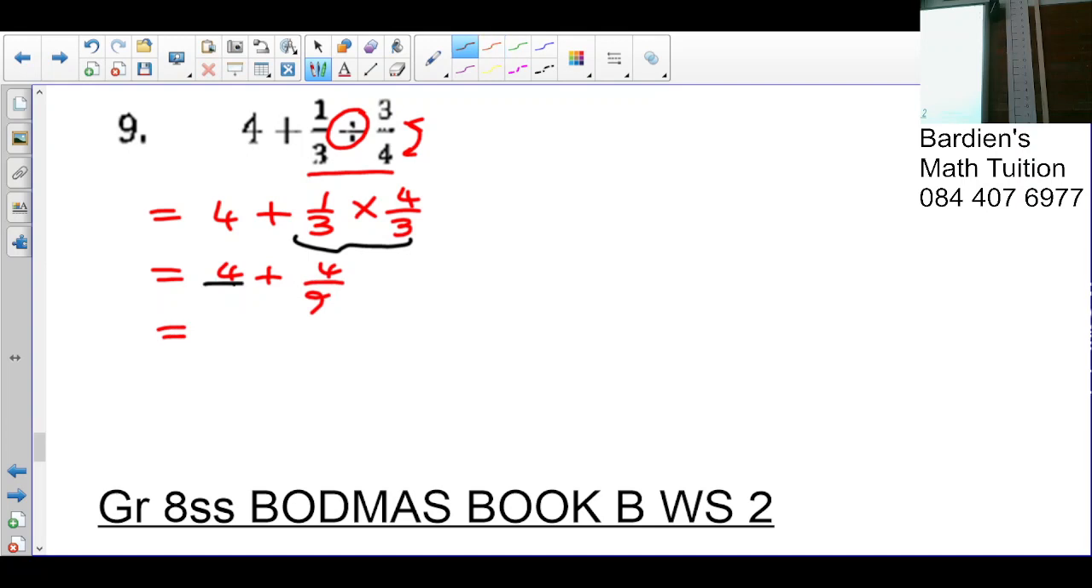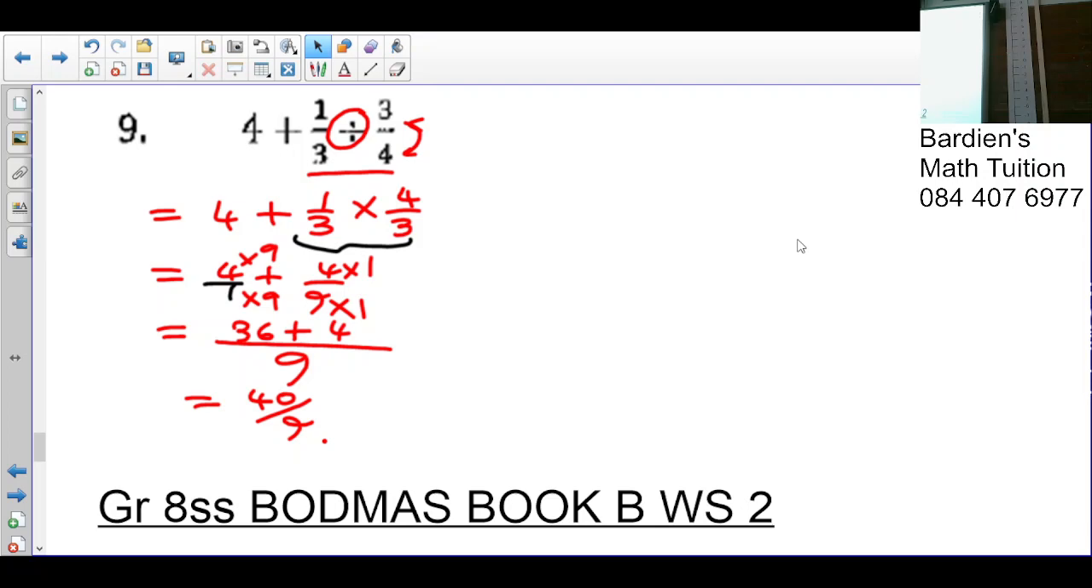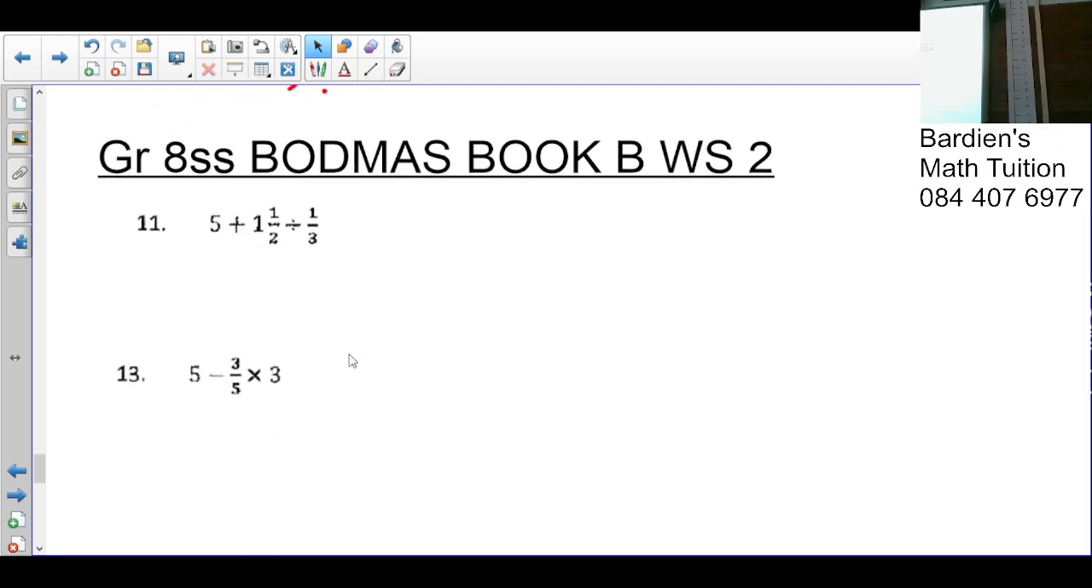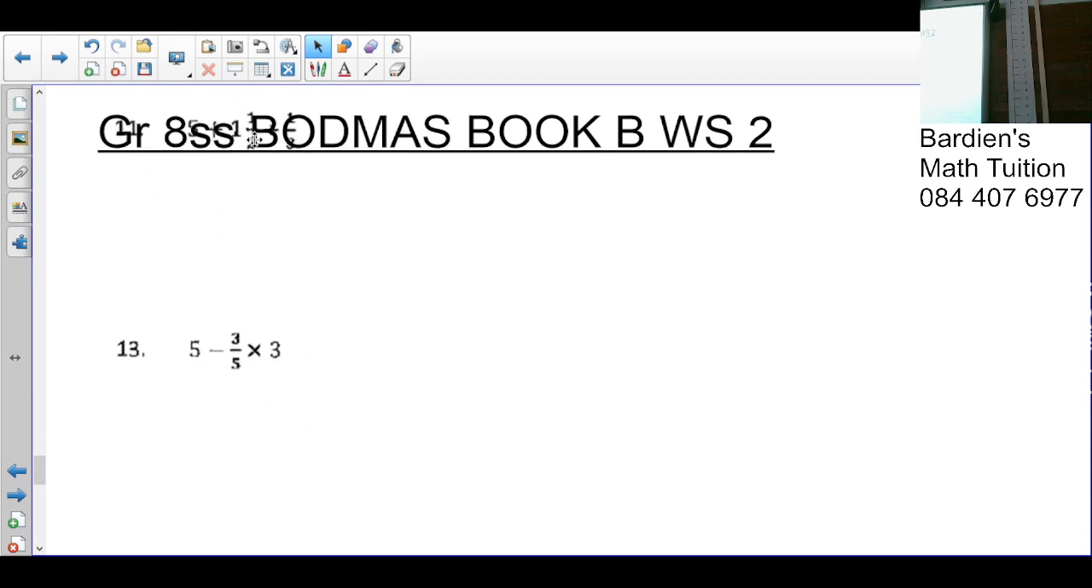So naturally this is over 1, not so? What's my LCM here? 9. So that must be multiplied by 9. 4 times 9 is 36 plus. 9 times what is 9? 1. And what is 36 plus 4? 40 over 9. Okay? 40 over 9 is going to give you 4 and 4 over 9. The next one?